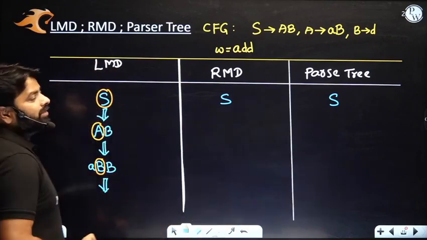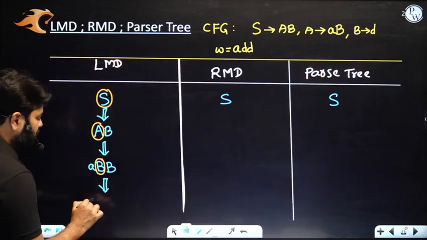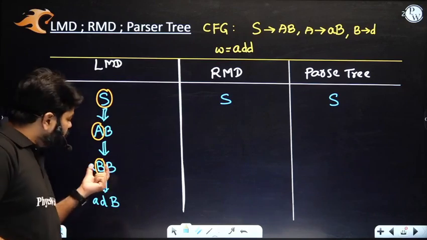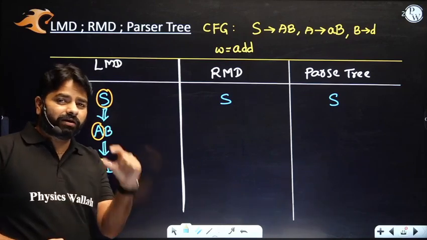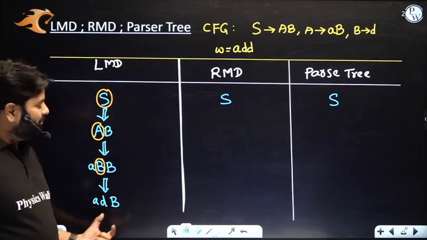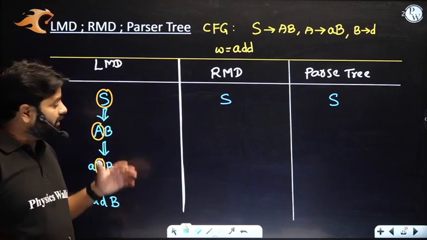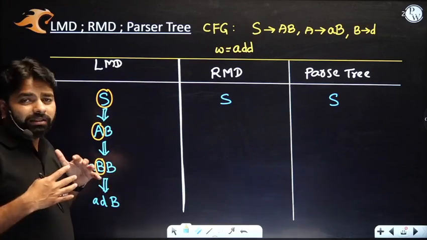What will you substitute with the B? B has only one production, that is D. So you are going to substitute with D. And you may ask, sir, why can't I substitute the two B's with the two D's? No, at a time you will substitute only one non-terminal. You should remember that, because sometimes you need to calculate how many steps are taken to derive the string. You can't do multiple substitutions in the same step.